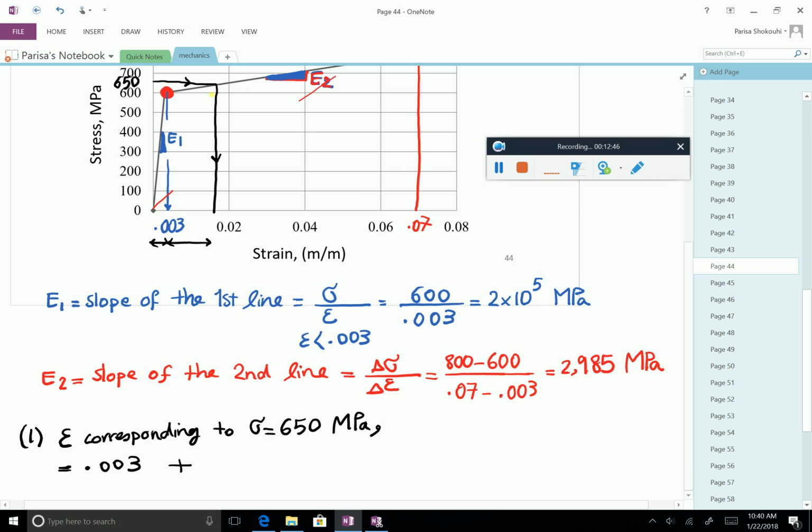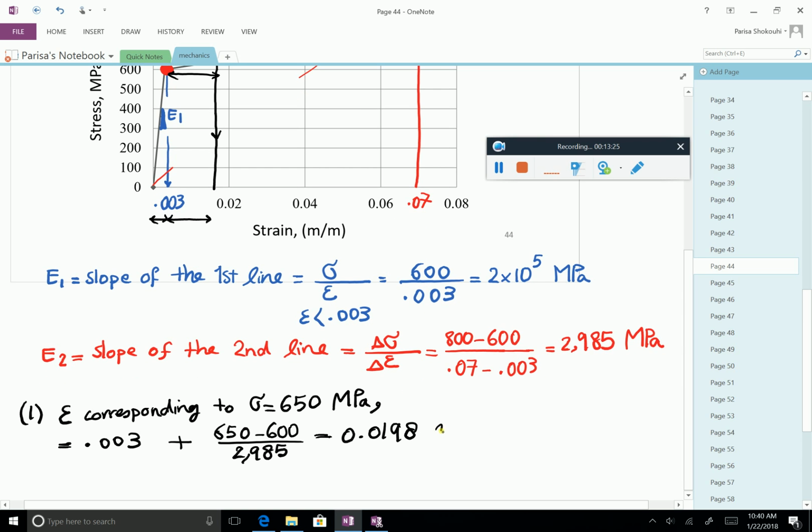To get this part, we say, okay, how much increase in stress is 650 minus 600, and the E2, here the E2 is the slope. So we need to divide this by E2, which I had somewhere, and everything is in megapascal, so I'm good to go. And if you sum them up, if I have everything right, you get to that.